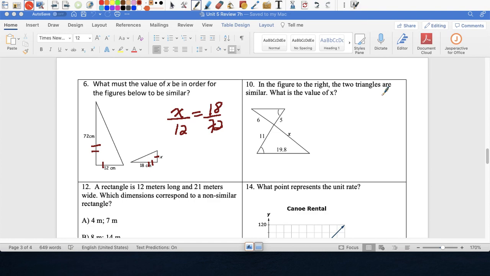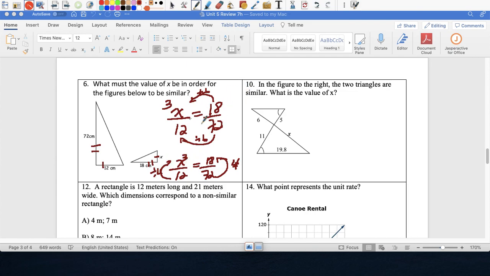It's probably a multiple choice question. One way you can do it is figure out, how do I go from 72 to 12? Divide by 6. So here I'm also going to divide by 6, and x equals 3. Another way: how do I get 72 to become 18? Divide by 4. And then how do I get this to go here? Divide by 4 again, and x equals 3.